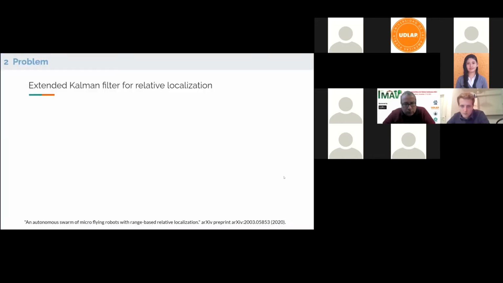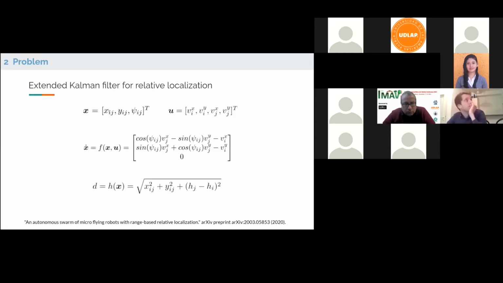So the second part is the problem. The problem for this Kalman filter is that the relative states are three: X, Y, and relative yaw. But the measurement is only the distance. The ultra-wideband only gives one-dimensional distance measurements. That means this system is weakly observable. And also the kinematic model of the relative states is related to the state X and the input. The input is the velocity of both drones. So the kinematic model is nonlinear.